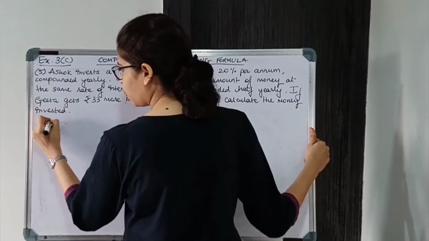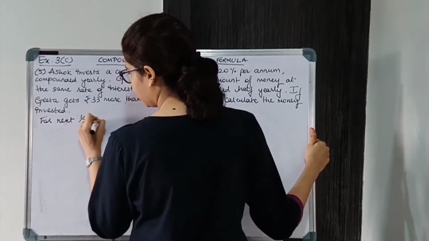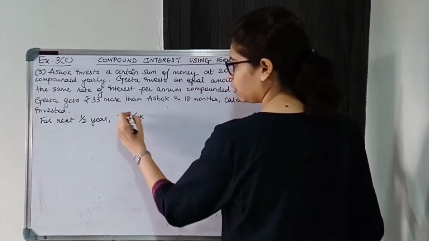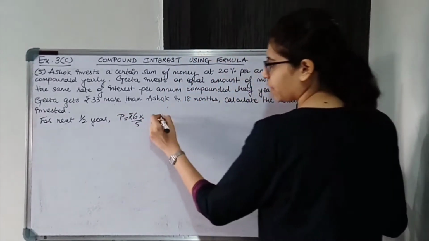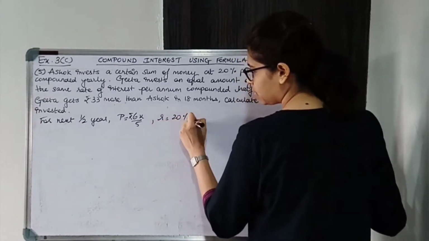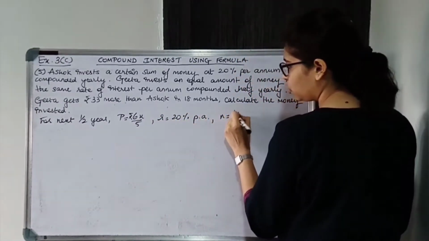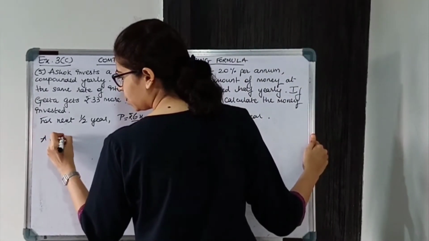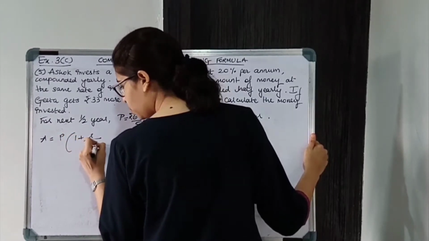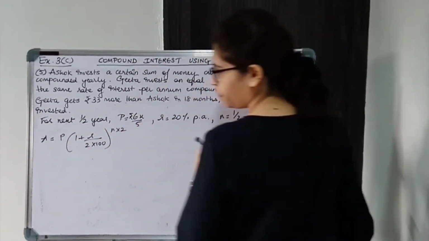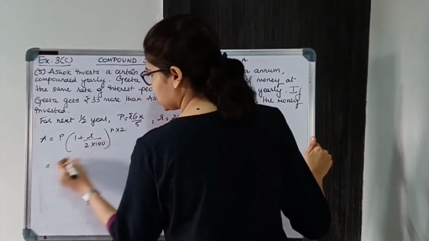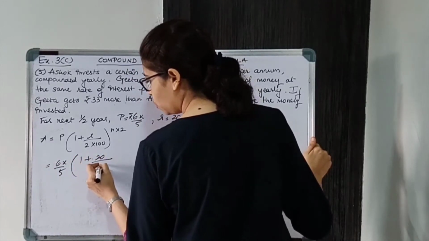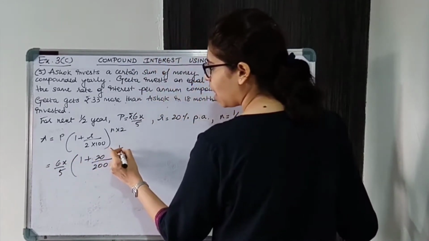Okay. So for next half year, principal is 6x upon 5 rupees. R is 20% per annum and N is equal to half year. So we'll use the modified formula, that is P into (1 plus R upon 2 into 100) raised to N into 2. Okay, so 6x upon 5 into (1 plus 20 upon 200) raised to N is half into 2.